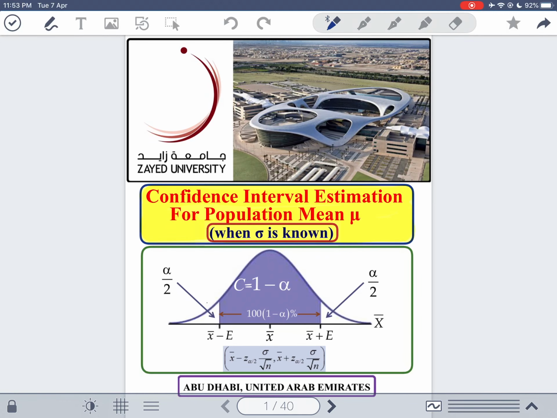Okay, in this lecture, we will be talking about confidence interval estimation for population mean mu when the population standard deviation is known. So we will assume that we don't know mu, but we know sigma, and we want to use sigma and other things, of course, to find an approximation to mu. The picture that you see here summarizes the whole process. And at the end of this video, please come back to this picture and make sure that you understand it 100%.